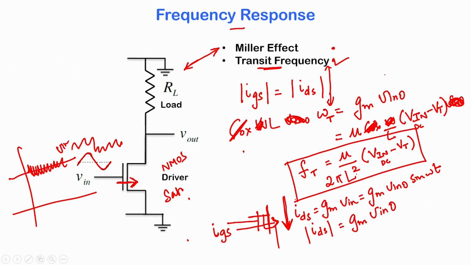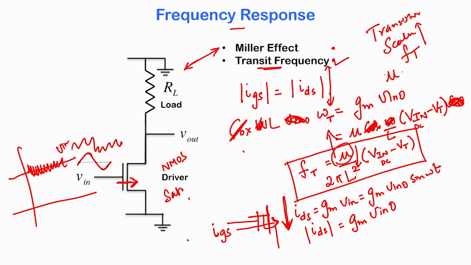Okay. So, it is telling you that at a certain frequency the input gate current will match the drain to source current, and that frequency is given by Ft, which is mu by L square into Vin DC minus Vt. So, how do I increase that frequency? We increase that frequency by lowering the channel length, and therefore transistor scaling plays a great role in improving the Ft. And the other thing to do is to increase the mobility.